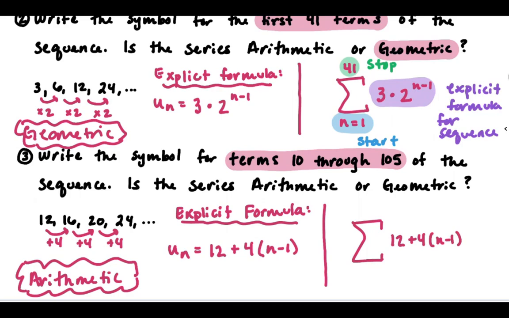We're starting at 10. Terms 10 through 105, so our start is 10. So down here we write n equal to 10. And then our end was 105, so up top we're going to write 105. Okay, and just labeling the parts again, this is where we're starting. This is where the series stops. And I was taking those numbers from this bit, so I want to start at term 10 and end at term 105. And then this guy is the explicit formula for the sequence.